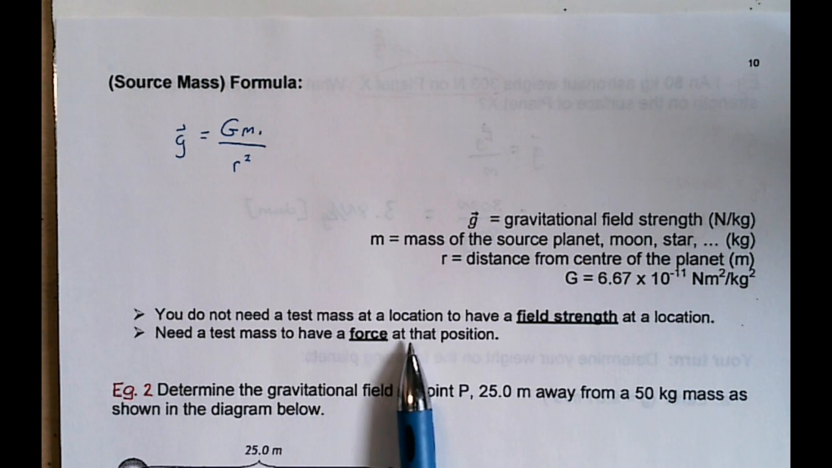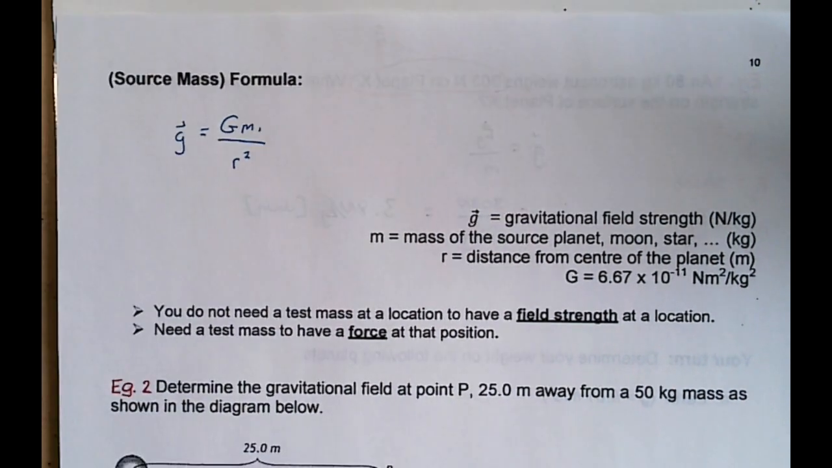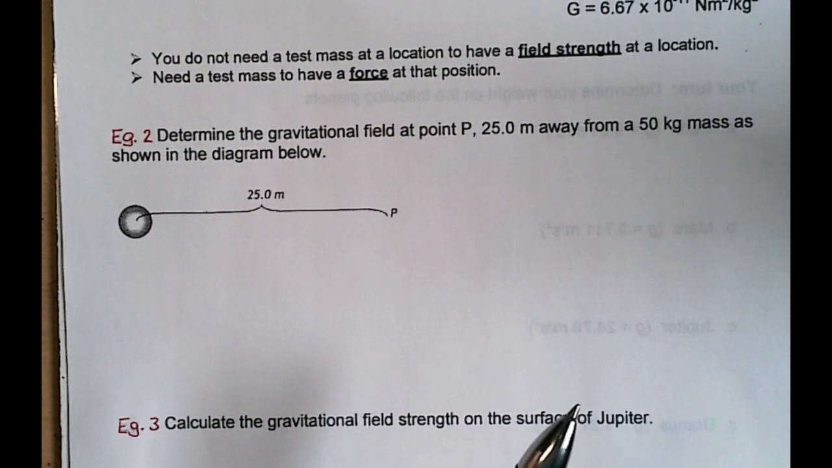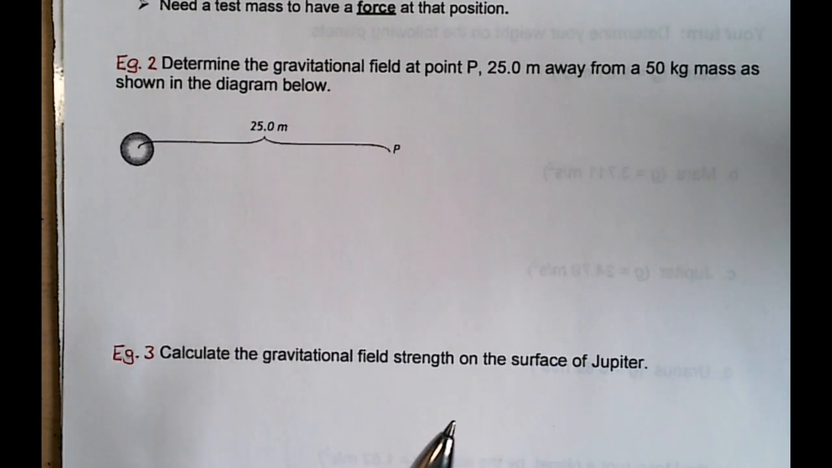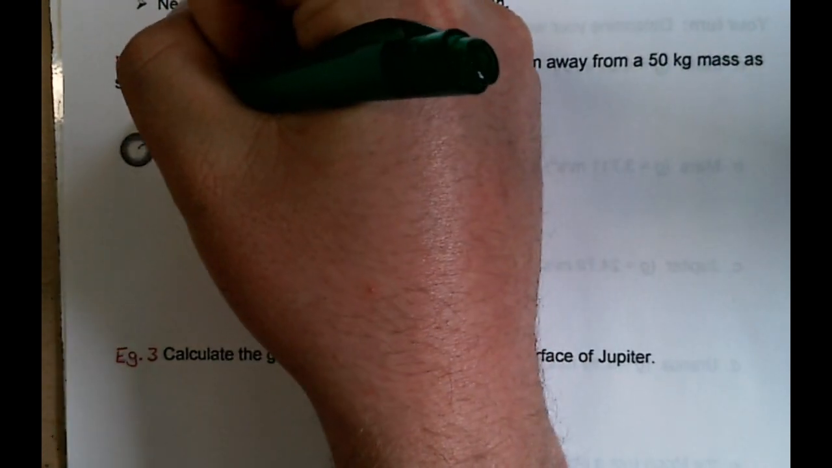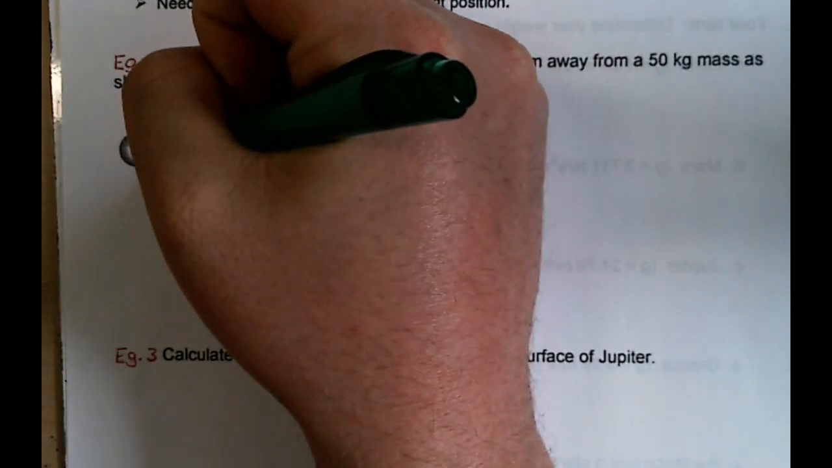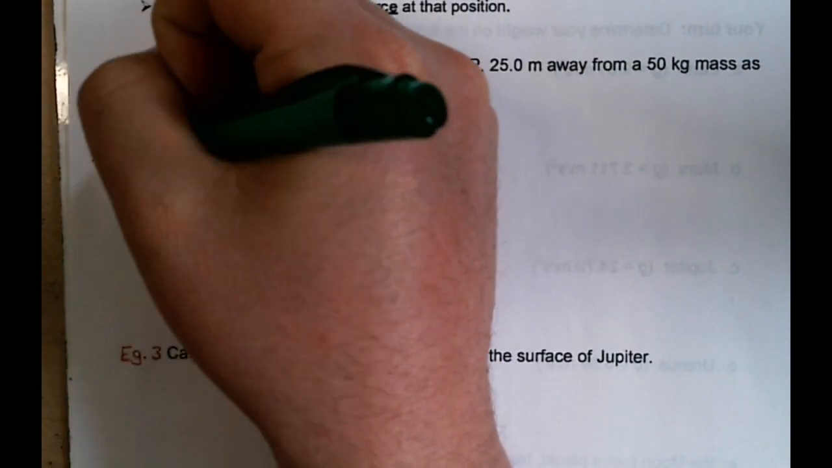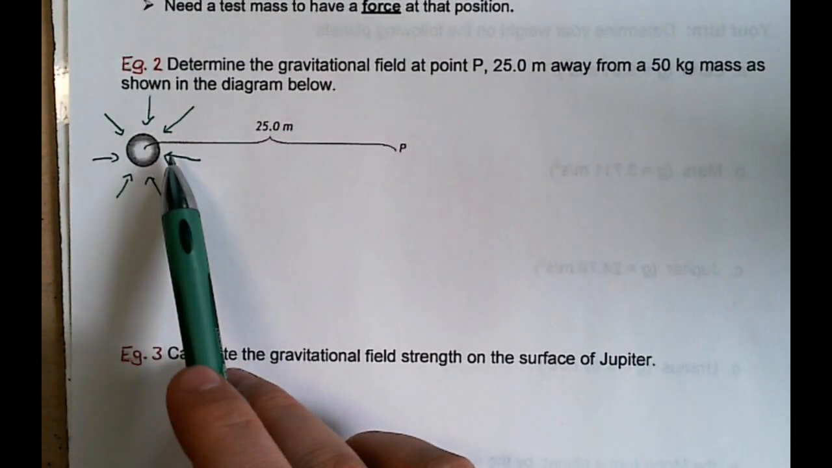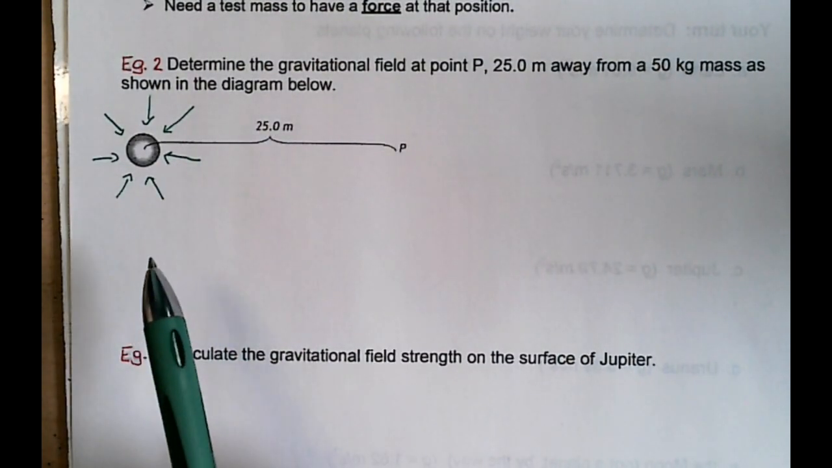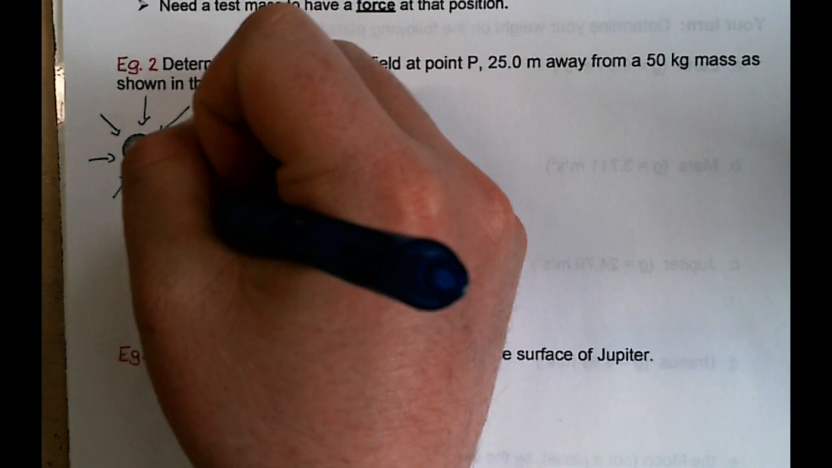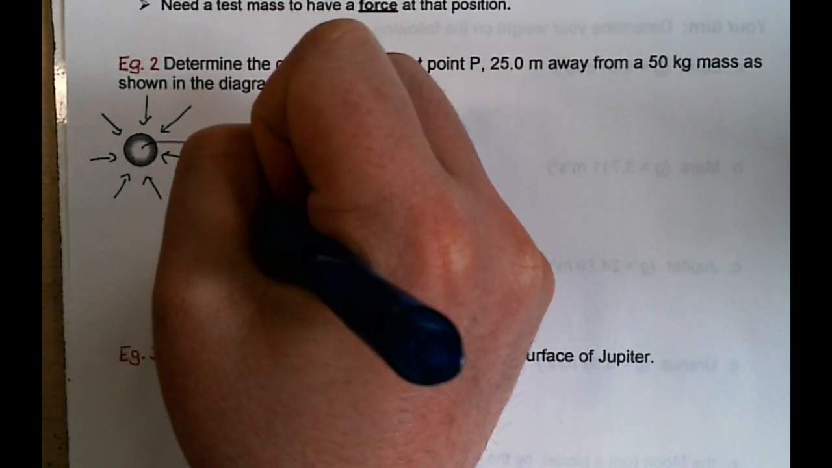If we look at an example, we wanted to determine the gravitational field at point P, which is 25 meters away from a 50 kilogram mass as shown in the diagram below. If we are drawing our field strength, remember our arrows are towards the gravitational field or the gravitational pull. And in this case, that's going to be towards the mass. So this mass has a mass of 50 kilograms, and it also is a distance away from our point.